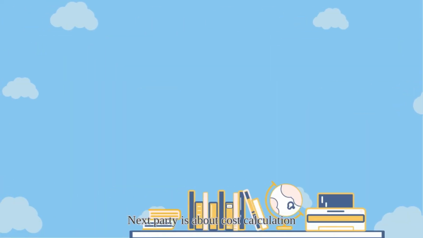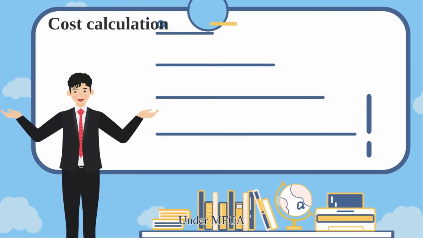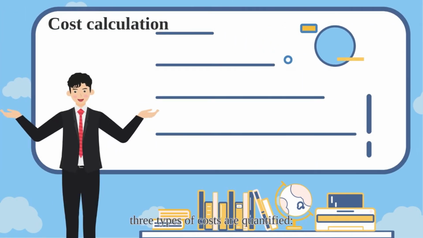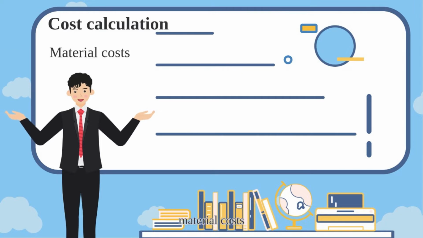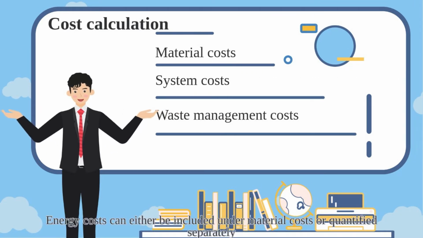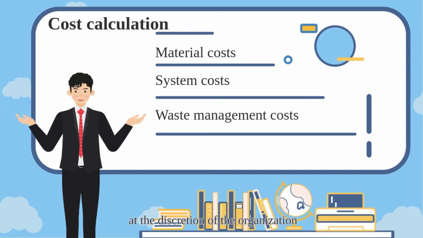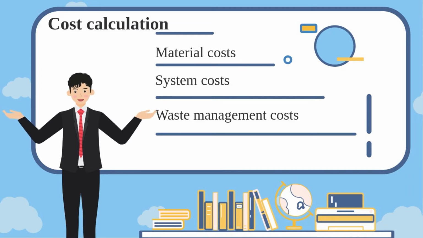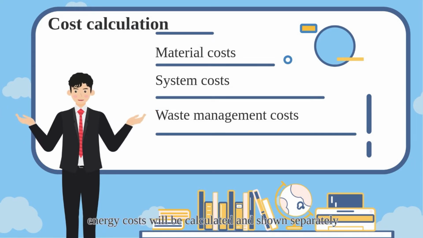Next part is about cost calculation. Under MFCA, 3 types of costs are quantified: material costs, system costs, and waste management costs. Energy costs can either be included under material costs or quantified separately, at the discretion of the organization. For the purposes of this international standard, energy costs will be calculated and shown separately.